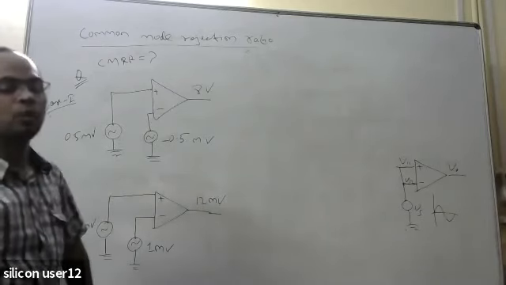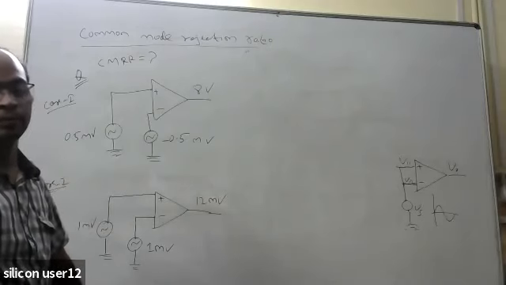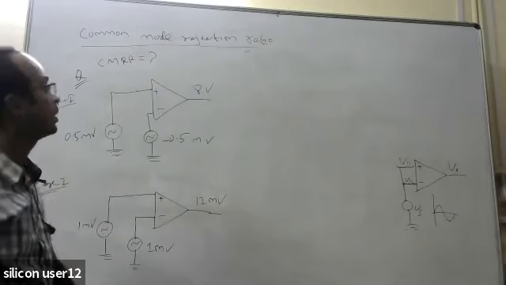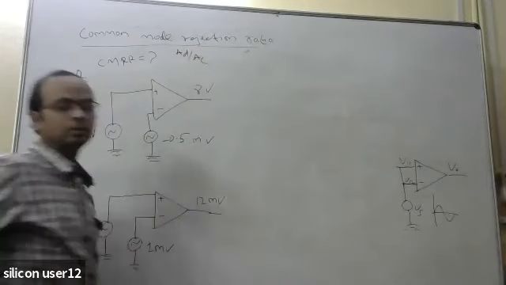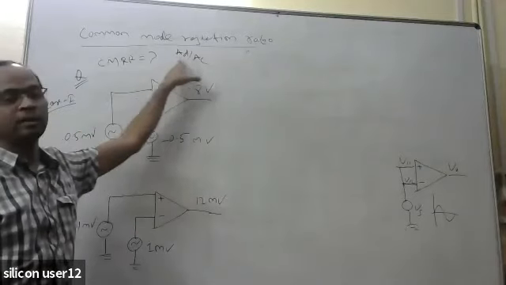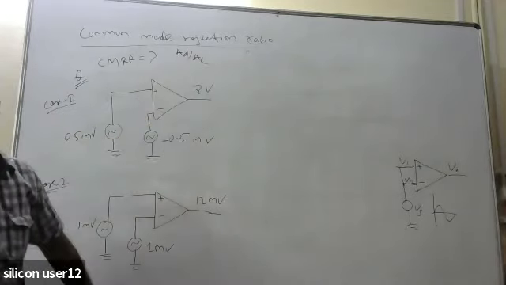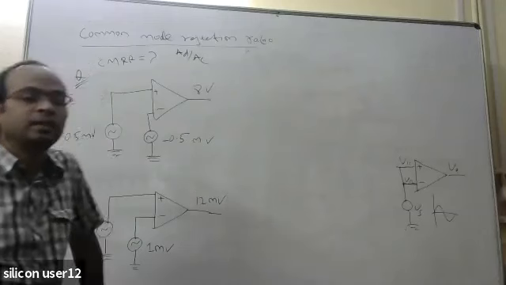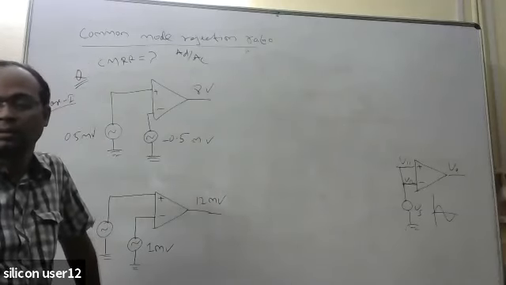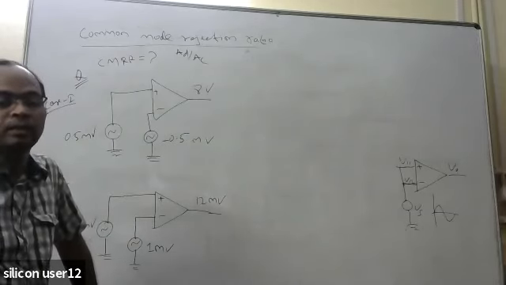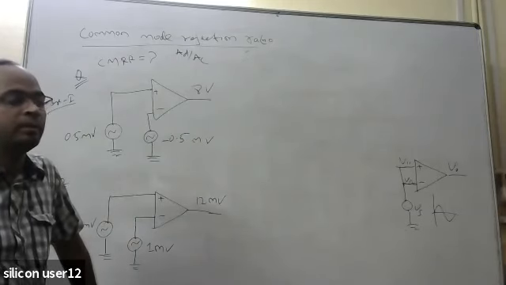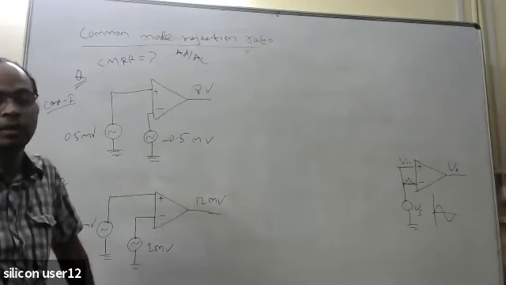So how can I do it? For CMRR calculation, I need AD by AC. So first I have to calculate AD, and then I have to calculate AC. So how should I calculate AD? V0 by 2Vs. Yes, V0 by 2Vs, but what should the input be? When I explained how to calculate AD, what was the first thing?